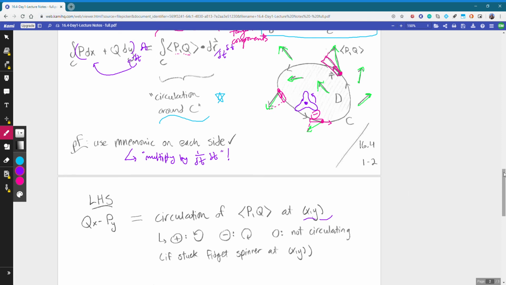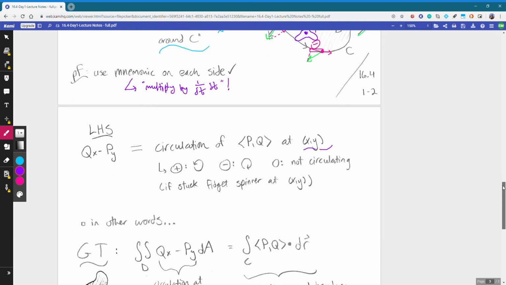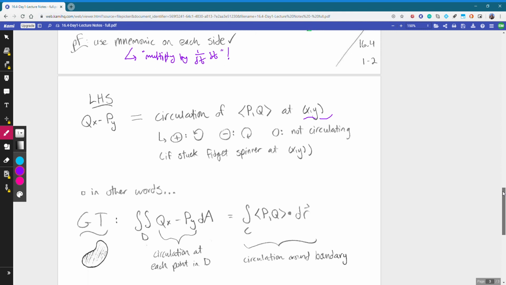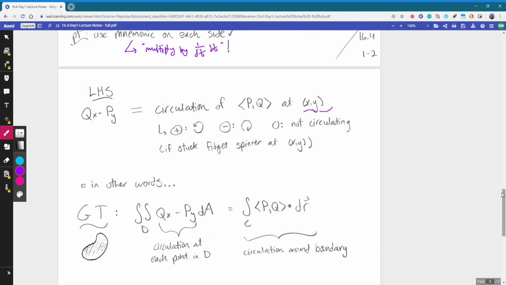And so if we put these two physical points of view together, we get a nice physical interpretation of Green's theorem as a whole. All right, and so here, I've kept the exact same left-hand side of Green's theorem, but here I've written the line integral as the line integral for the vector field, PQ.